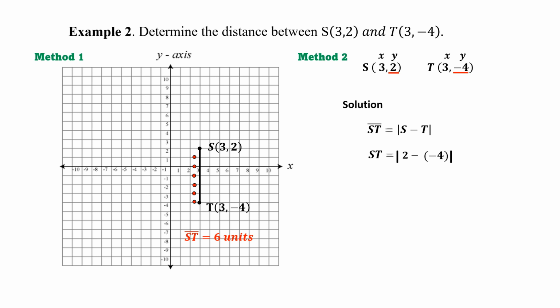Let us subtract. Line segment ST is equal to the absolute value of 2 minus negative 4, which will result to 2 plus 4. Because negative times negative is equal to positive, 2 plus 4 is equal to the absolute value of positive 6. Since we have an absolute value of positive 6, then it is still positive 6. Therefore, the distance between points S to point T is 6 units.